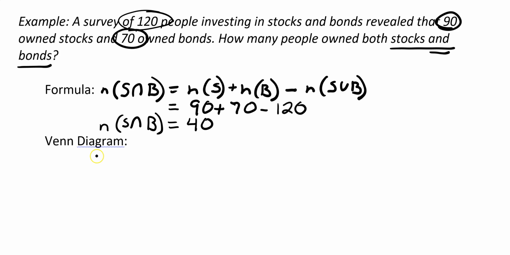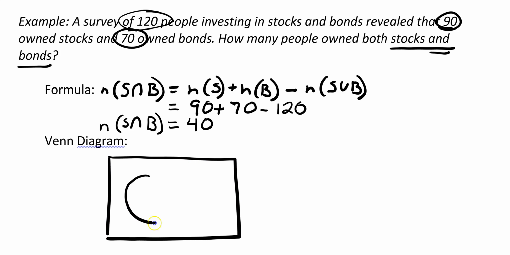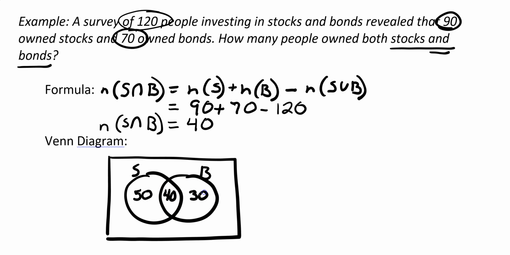Okay, I'm going to use that information to build a Venn diagram. So I'll label this one stocks and this one bonds. I know the intersection is 40. Now I knew in stocks there were 90 altogether. I've already placed 40 in the large circle S. I subtract 40 from 90 and find out that 50 are stock-only investors, 40 are stock and bond investors, and then for bonds, there were a total of 70. I've already placed 40 in this large circle for bonds, which means that leaves 30 for bonds only.